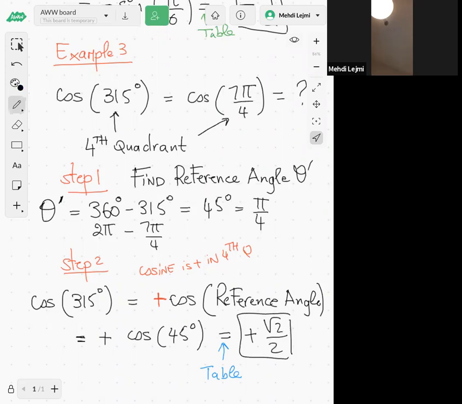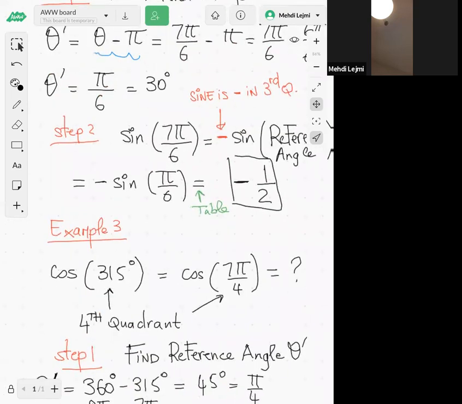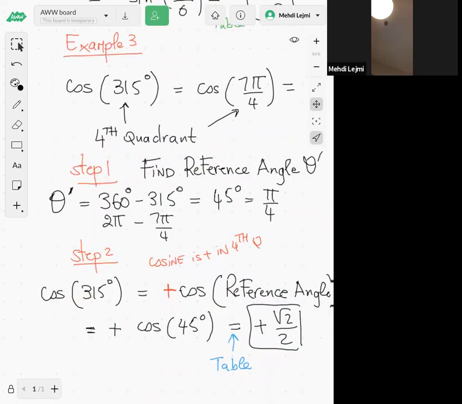So that's how it works in general. If you have an angle between 90 and 360 and you want to find some sine or cosine, you need to find your reference angle first. The formula of the reference angle depends on the quadrant. And then you have to adjust the sign and then use your table.